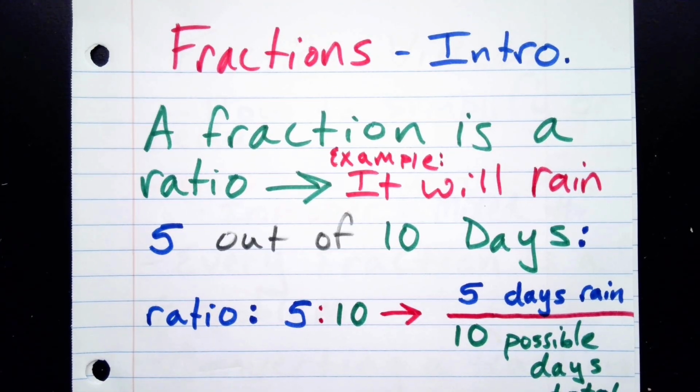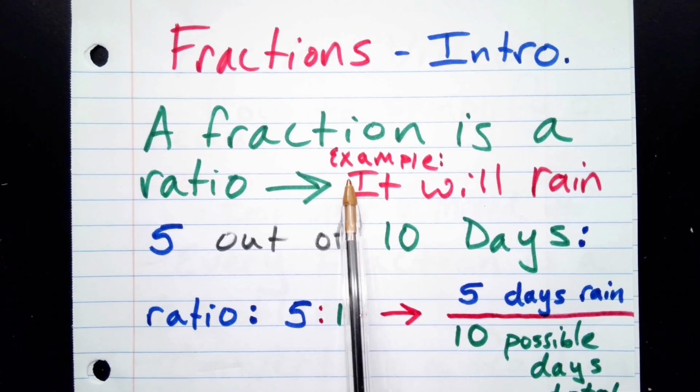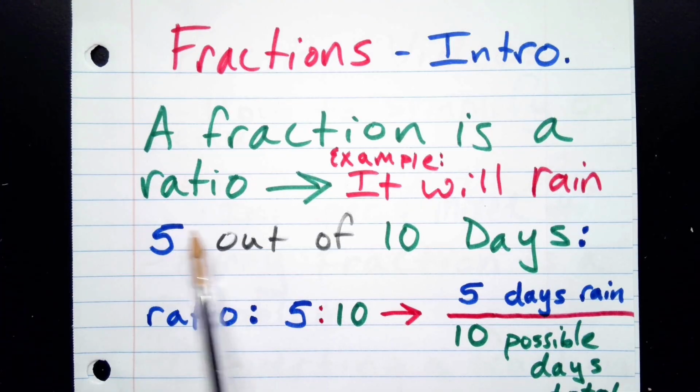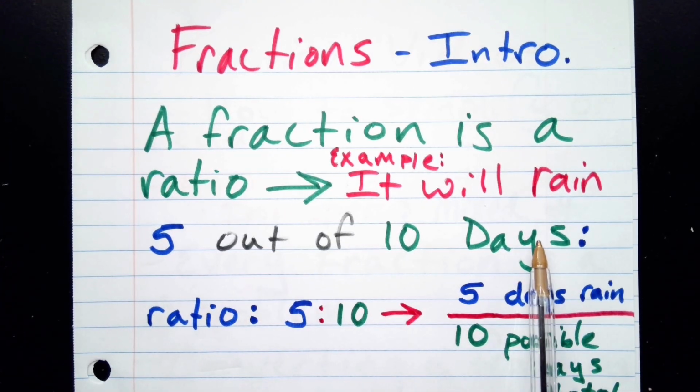Fractions. This is an introduction to fractions. A fraction is a ratio. And here's an example of a ratio. It will rain 5 out of 10 days. So the ratio here is 5 out of 10.